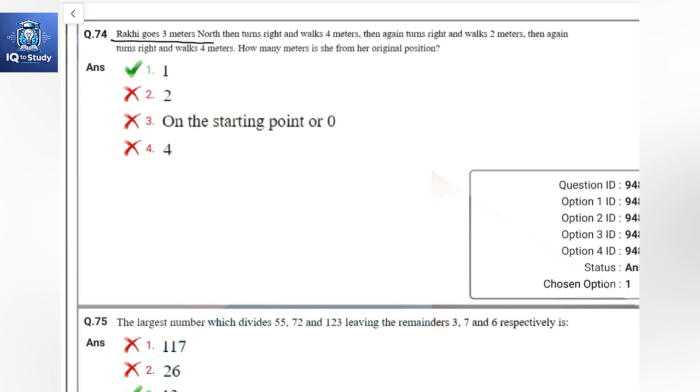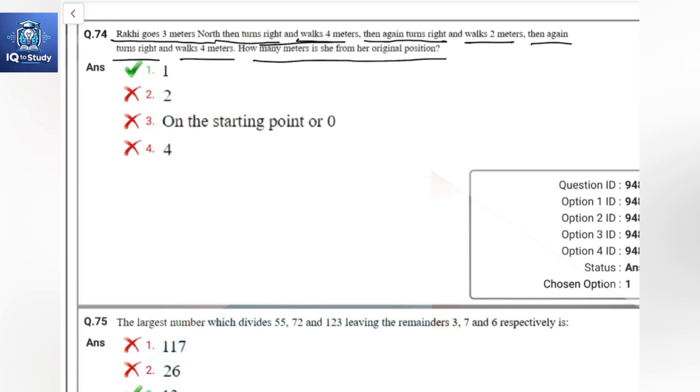Rakhi goes 3 meters north, then turns right and walks 4 meters. Then again turns right and walks 2 meters. Then again turns right and walks 4 meters. How many meters is she from her original position?